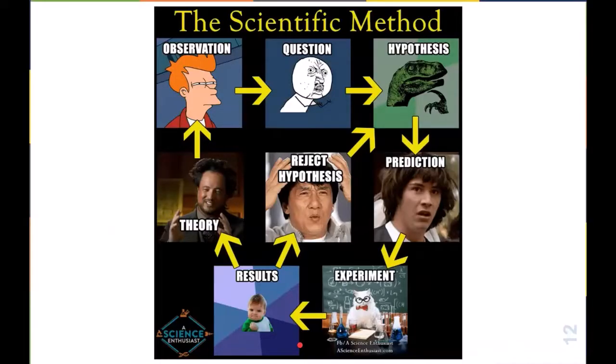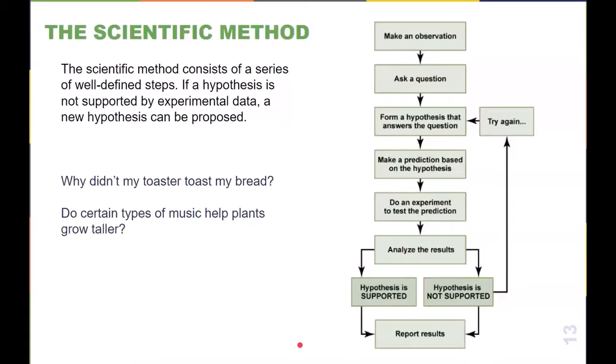Okay, the scientific method. So this is a general step-by-step process that helps us arrive at new conclusions by testing them. The scientific method is a series of well-defined steps, listed here. This is an image from the textbook. Make an observation, ask a question, form a hypothesis that answers the question, and then we're going to make a prediction, and then we will test it.